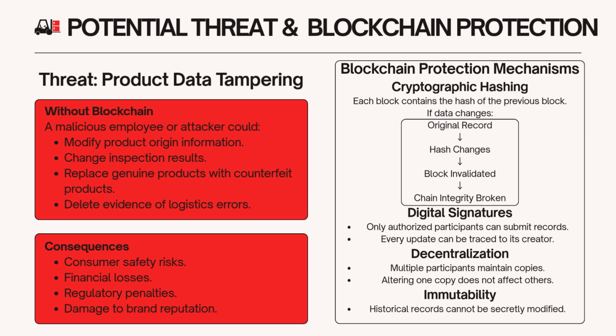Secondly, we have digital signatures. Only authorized participants can submit records, and every update can be traced back to its creator. Thirdly, we have decentralization. Multiple participants maintain copies. Altering one copy does not affect the others. Finally, we have immutability. Historical records cannot be secretly modified.